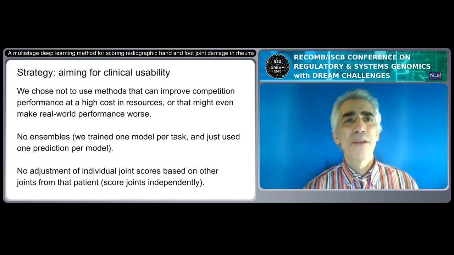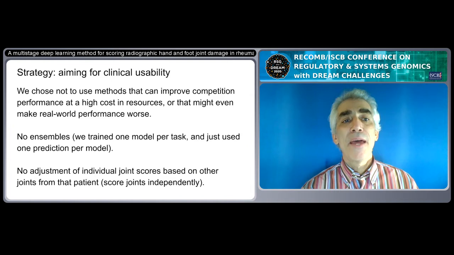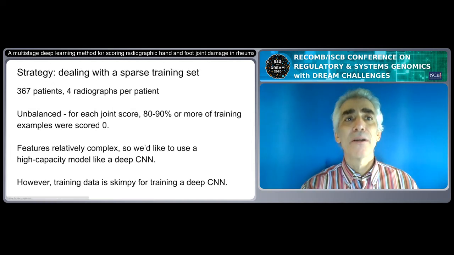Overall strategy: we tried for something that was simple and hopefully useful in the clinic. So we chose not to use ensembles, which is a common machine learning competition technique where you train many models per task and then combine their predictions. We tried to just train one good model per task. And we also didn't adjust individual joint scores based on the other joint scores from that patient. This was based on some discussion with doctors who said that what they really try to do is score each joint independently. And we'll come back to that later.